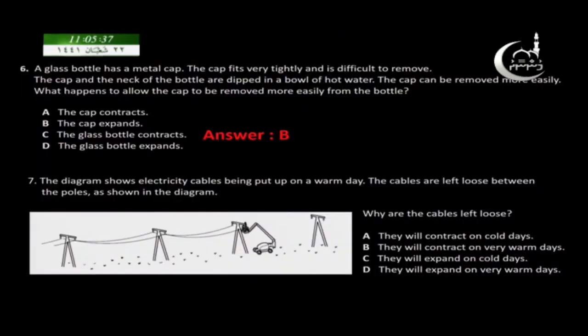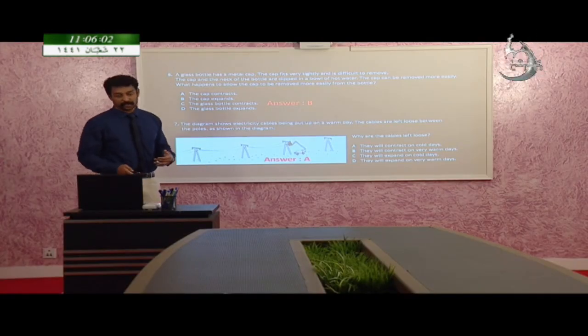The diagram shows electricity cables being put up on a warm day. The cables are left loose between the poles as shown in the diagram. Why are the cables left loose? We have 4 options. They will contract on cold days, they will contract on very warm days, they will expand on cold days, and they will expand on very warm days. Our answer is A, they will contract, because when temperature decreases, they contract.